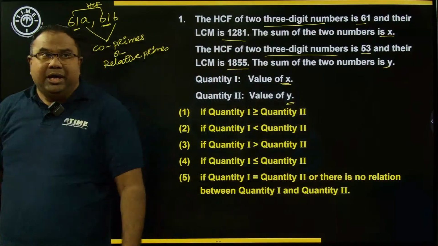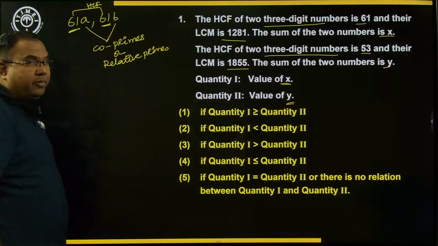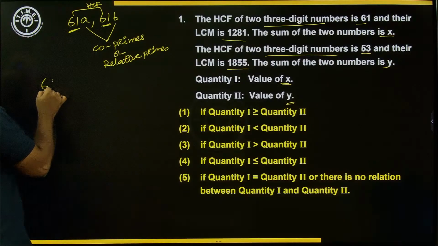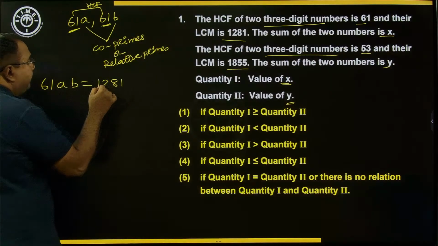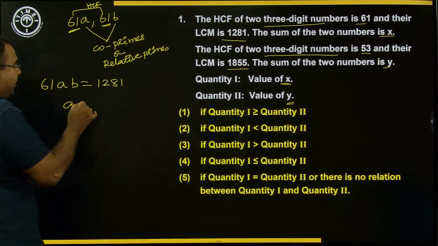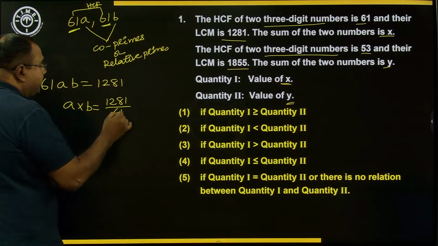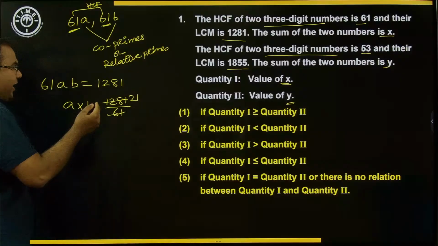Right? Now, LCM of 61A, 61B. It is not the product. You have to be careful. It is LCM. LCM of 61A, 61B is 61AB, which is equal to 1281. So my A into B should be 1281 upon 61. 61 2s are 122, again 61. So the product of A into B is 21.